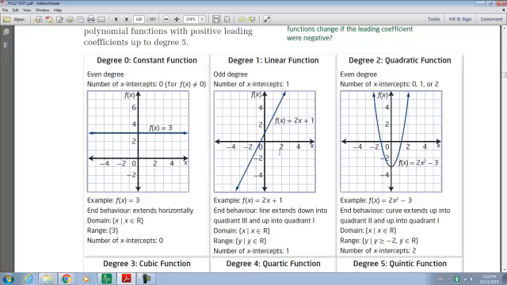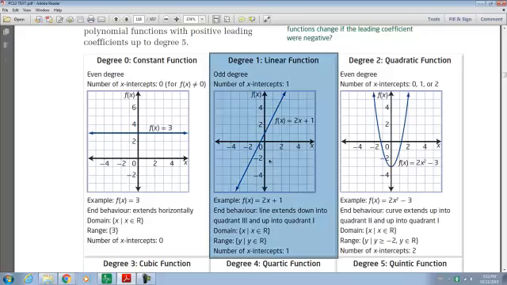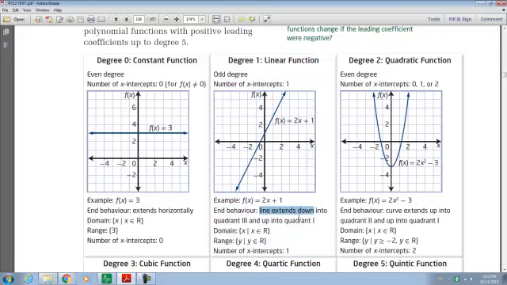This one here is a degree of 1. It's a linear function. So if you notice, your end behavior goes diagonally across like this. It slopes up. It's a positive linear function, and the line extends down into quadrant 3 and up into quadrant 1.